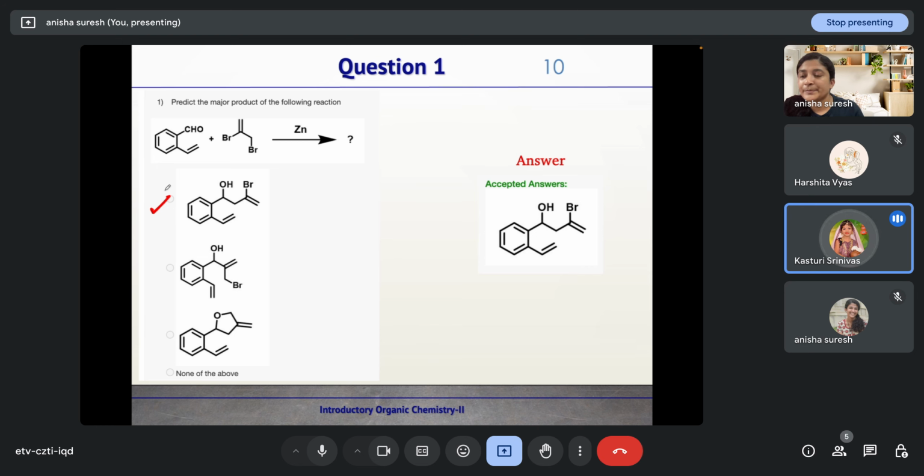Sure, sure. Okay. So this is the answer for question number 1, and the name reaction that is taking place here is Reformatsky reaction.